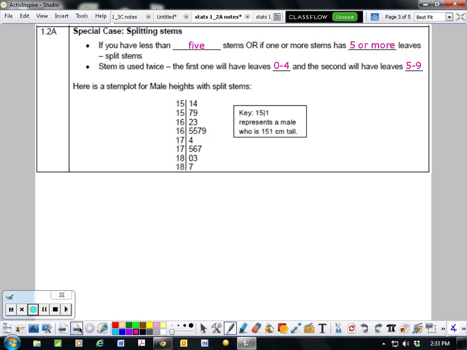So what ends up happening, like right here, we have 15 broken up into 2 spots. So we split that stem of 15. The leaves for 0 through 4 will go in the first one, and the leaves for 5 through 9 will go in the second one. That's how we break it up. It allows us to see a little bit more of the shape that's occurring, what that distribution's truly looking like. So it spreads it out for us.